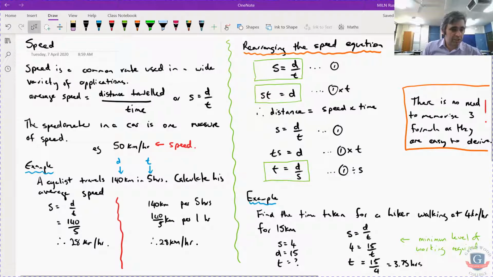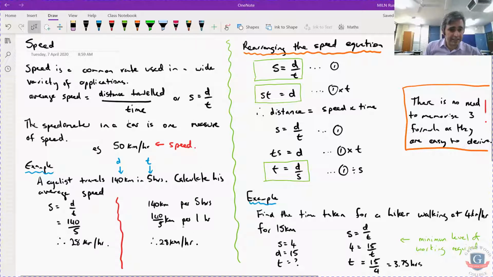So here's an example of a problem. A cyclist travels 140 kilometres in 5 hours. Calculate his average speed. Well, we have a formula for calculating average speed. It's distance over time. We know he travelled 140 kilometres in 5 hours. And if we divide those, we get 28 kilometres in 1 hour.